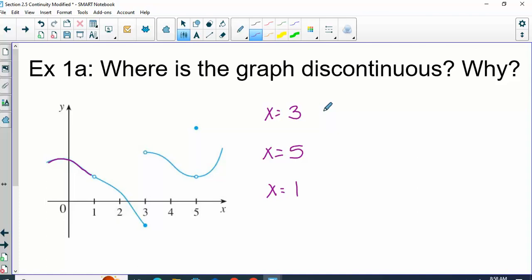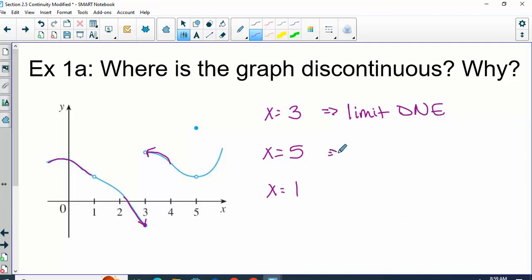Okay, so the reason has to be one of those three rules. So at 3, is the function defined at 3? Do I have a closed circle somewhere at 3? Yes, the function is defined. The function exists. Does the limit exist? As I'm coming in from the left and right, I get two different numbers. So the reason it is not continuous at 3 is the limit does not exist.